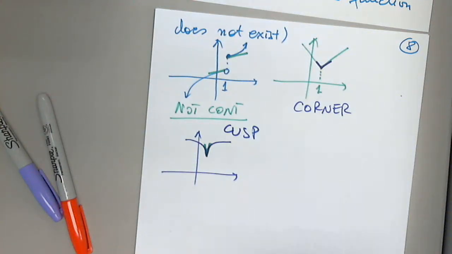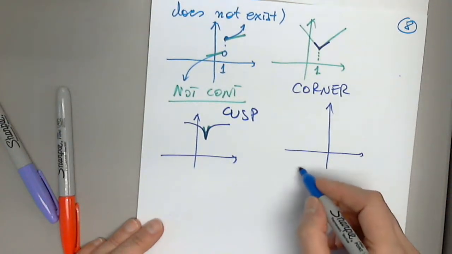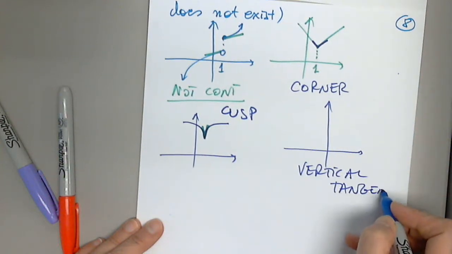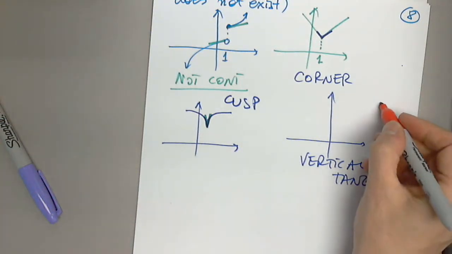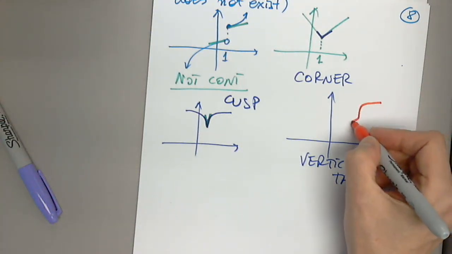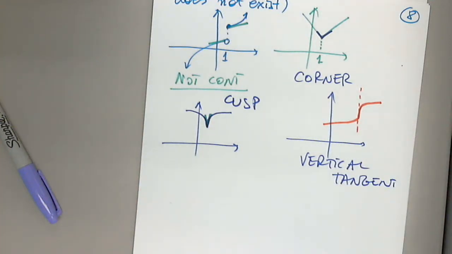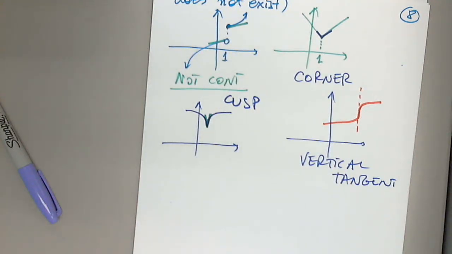And there is one more. The last one is a vertical tangent. Here's a situation in which a function has a vertical tangent. The limit from the left of 0 will be infinity, and the limit from the right of 0 will be whatever, and it does not exist. So in these 4 situations, the function is not differentiable.